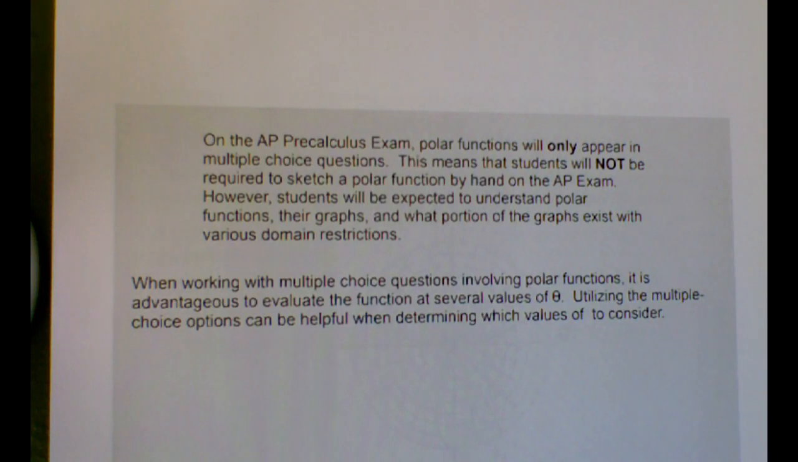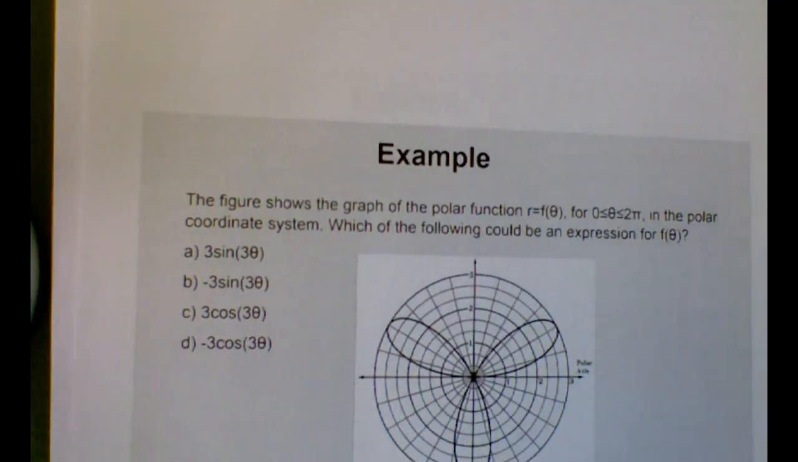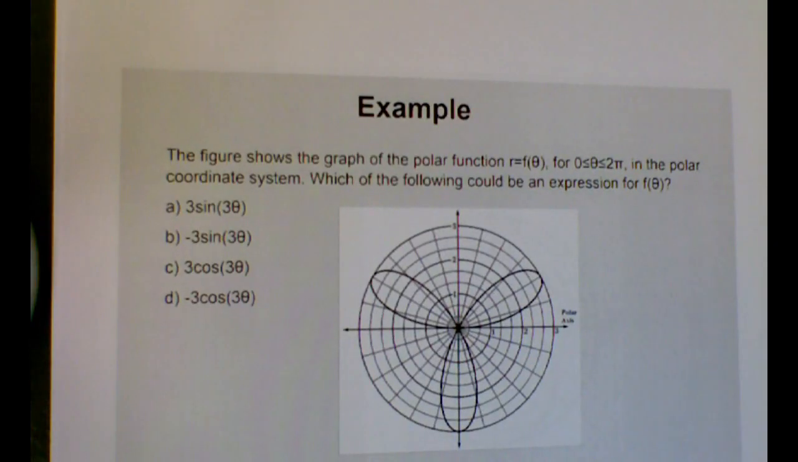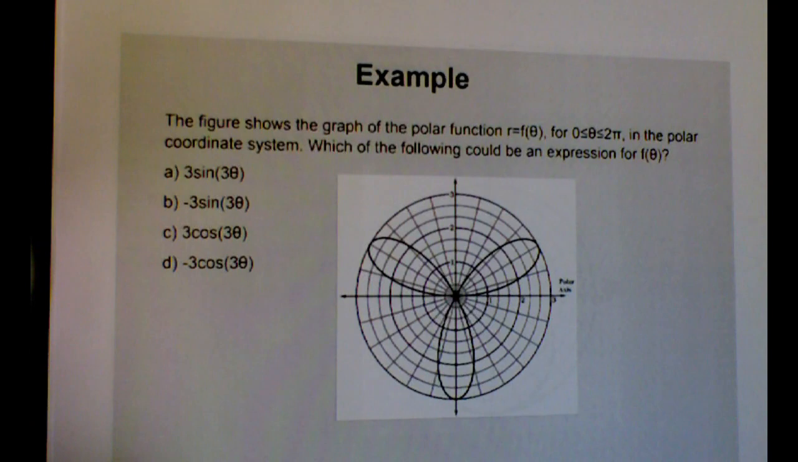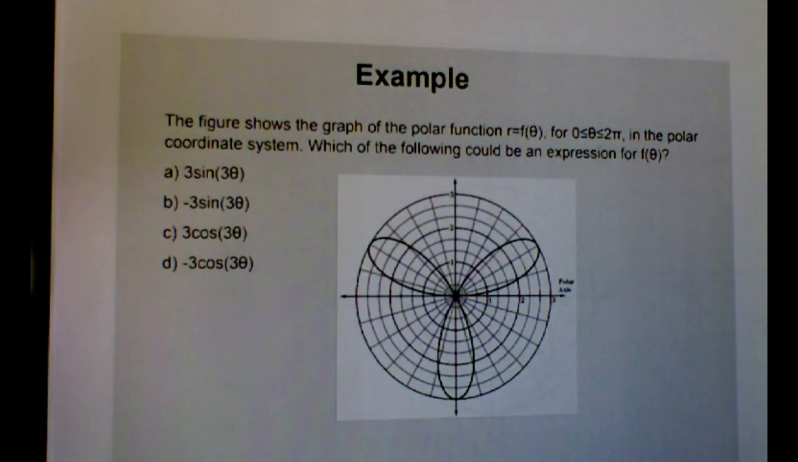of theta. Utilizing the multiple choice options can be helpful when determining which values of theta to consider. So what we're going to do is we're going to say which function is this. And now we just need to choose some values of theta to check. I would never check anything that has a coordinate of 0. Don't do that. It's not helpful.